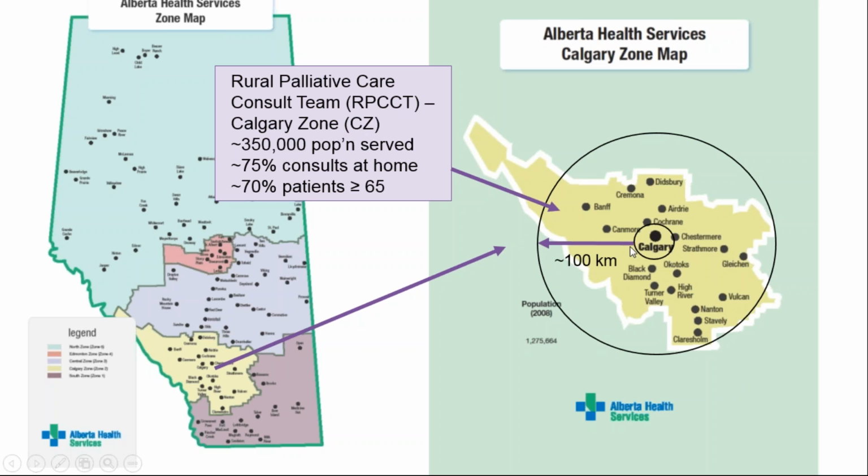So you can see here the distance from Calgary city limits to the edge of the zone is about 100 kilometers in each direction. Our rural palliative program offices are located outside the city, one in Cochrane here in the north and one in Okotoks here in the south.